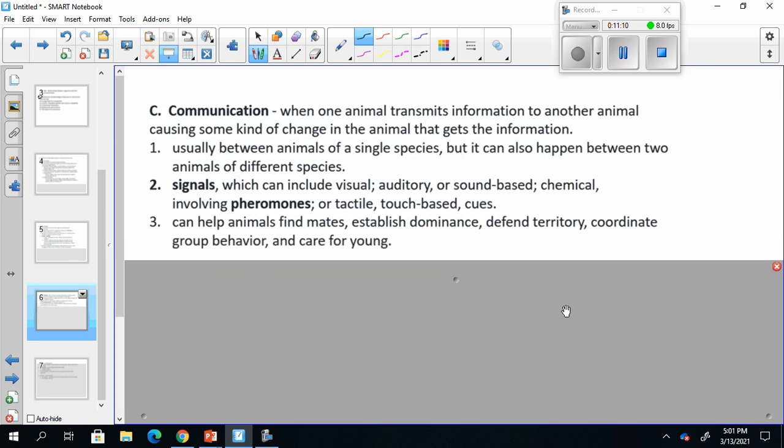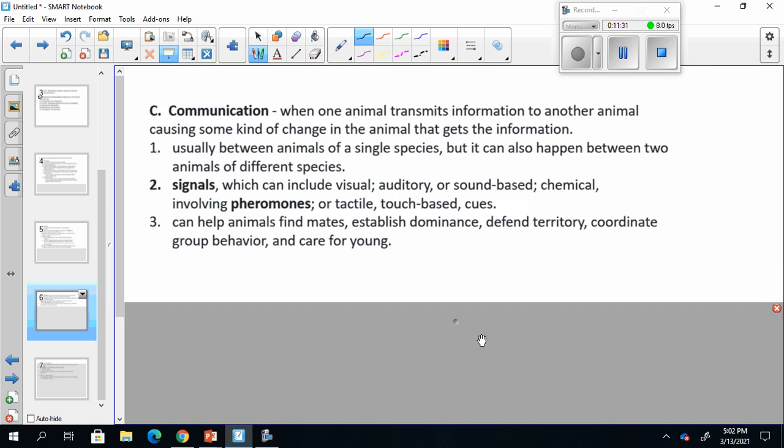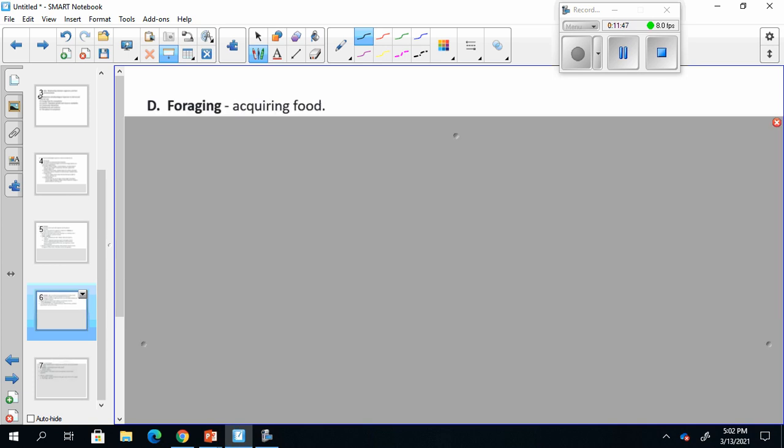All right, communication is important in finding mates, dominance. Like there could be an alpha male in the group, and that's based on how they have ranked themselves, and usually communication has a lot to do with it. Defending territories, coordinating group behaviors, which I'm going to go over in a minute, and taking care of young. There are many, many benefits to communication, and that is why it has evolved, and why there are those 4 different types, because it's so important to be able to communicate. It definitely offers you the advantage of fitness and your population surviving.